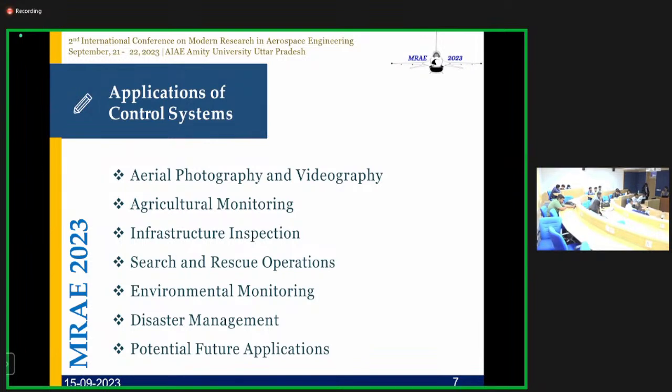Potential future applications which I'll be focusing on are: right now we are using projection technology very much. If we are projecting some video across the sky using swarming technology, that will be really helpful for us, as well as for deploying countermeasures for our aircraft. It will be really helpful. So these were the applications.